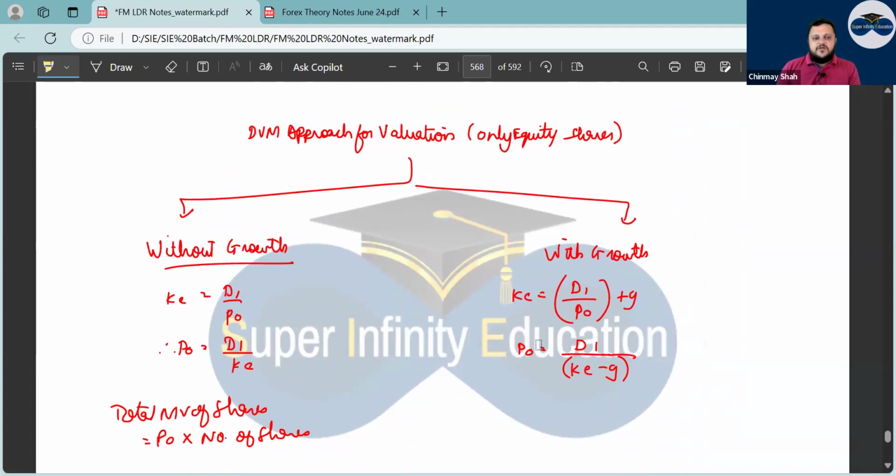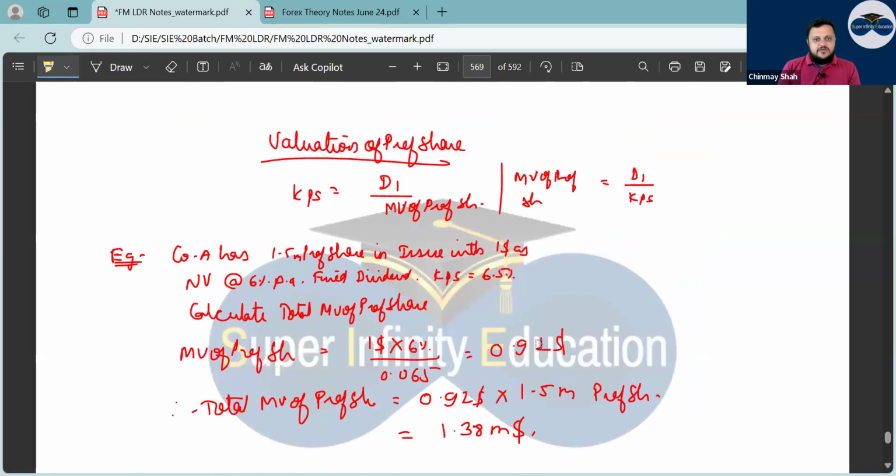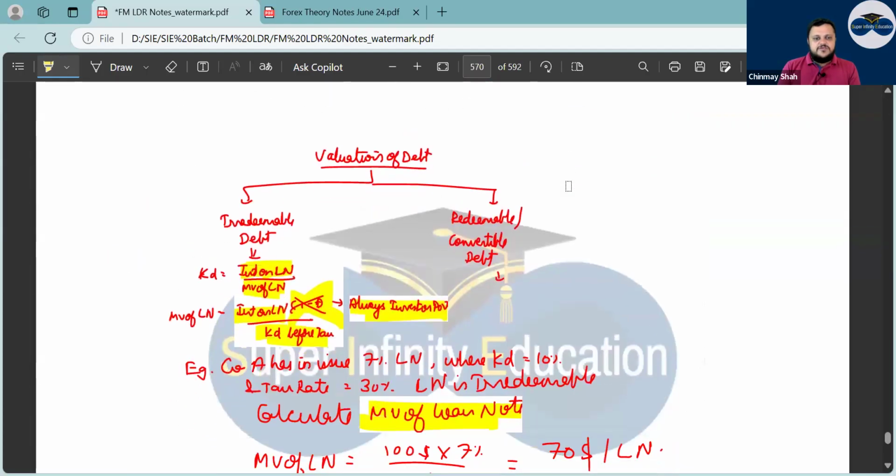K is equal to D1 upon P0. So P0 is equal to what? D1 upon K. With growth, it will be what? P0 is equal to D1 upon K minus G, right? Then here, valuation of preference share, okay. Market value of preference share is equal to D1 upon KPS. This one, right?